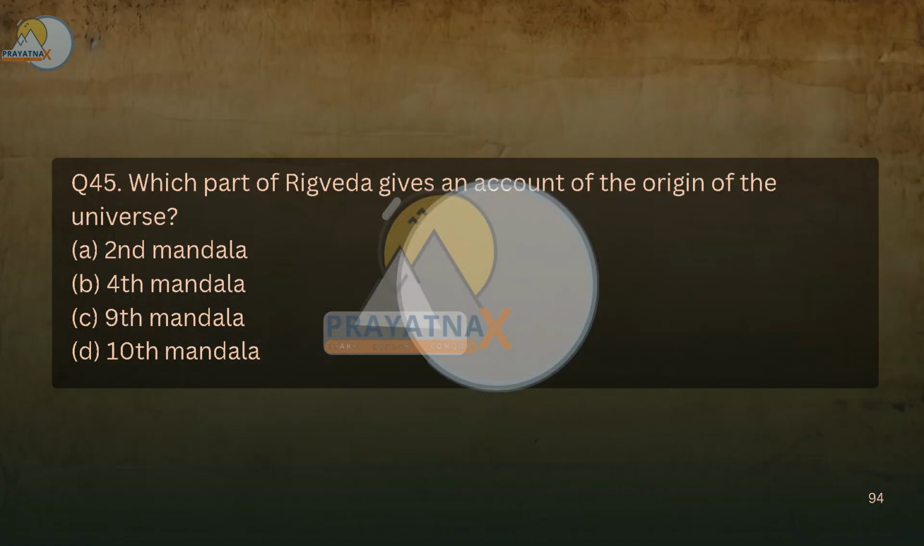Which part of Rigveda gives an account of the origin of the universe? As far as Rigveda is concerned, the origin of the universe was in the 10th book or mandala, in the 129th hymn. This dealt with the origin of the universe. If you had paid attention to the lecture, then these questions will be very easy for you to answer.